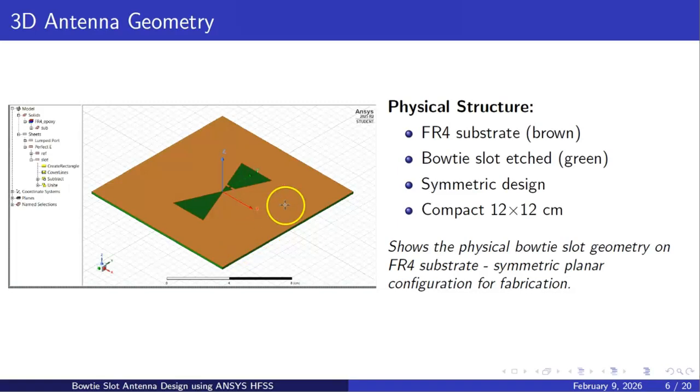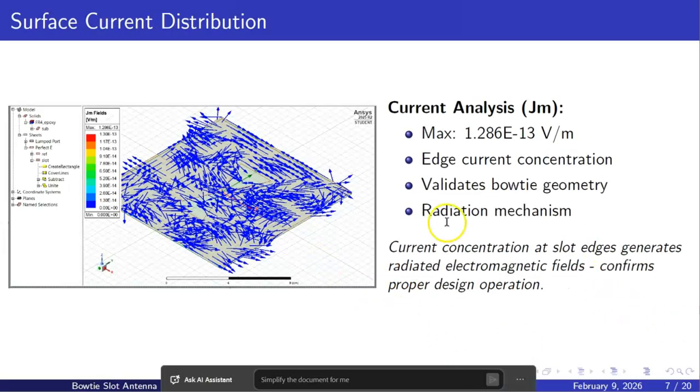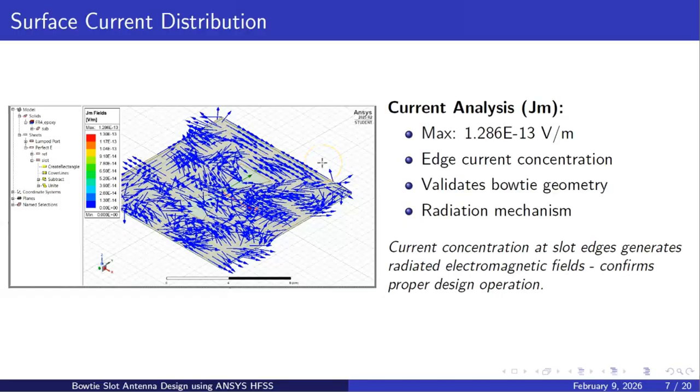The three-dimensional view shows the physical structure of our antenna. The brown surface represents the FR4 substrate, while the green areas show the Bowtie slot etched pattern. The symmetric design is compact at 12 by 12 cm, demonstrating the antenna's planar configuration ready for fabrication. This visualization shows the surface current distribution of the antenna with a maximum value of 1.286 times 10 to the power minus 13 volts per meter. The current concentration at the slot edges validates our Bowtie geometry and confirms the radiation mechanism. These edge currents are what generate the radiated electromagnetic fields.